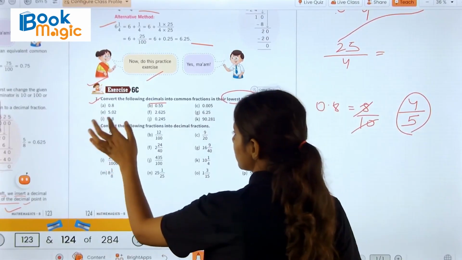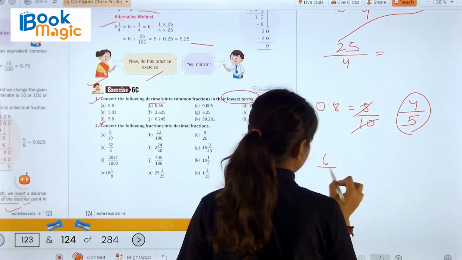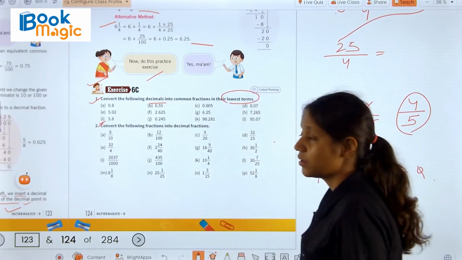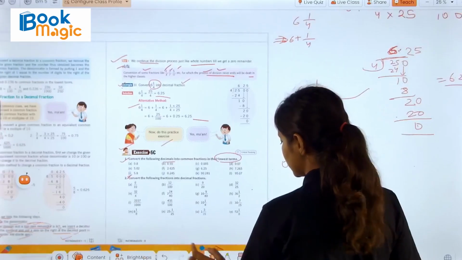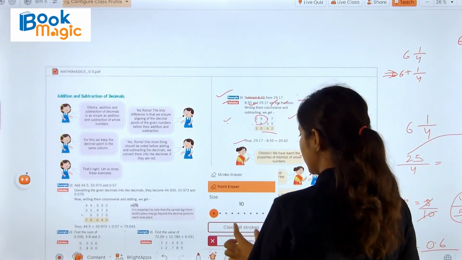Then we have question number 2. Convert the following fractions into decimal fractions. So we are having 6 by 10. That means 0.6. This is a decimal fraction. Okay. Now moving towards the next page. Okay. Now we are having another topic of this chapter.